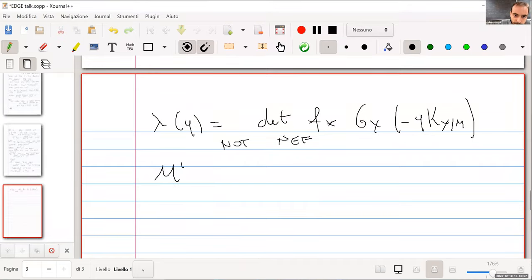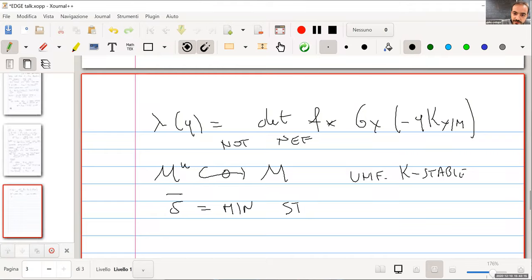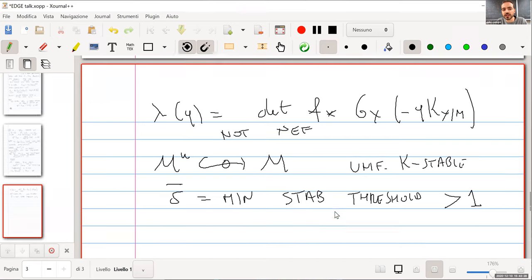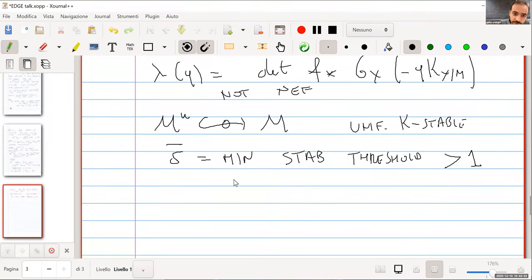These are not nef, but still we can do something. We have to look at M^U, an open substack of M, of uniformly K-stable varieties. And then we can look at delta bar, the minimum of the stability threshold. This, I think, was also discussed by Xu and other people. And this is strictly greater than one. So this tells you how stable the varieties in M^U are, because it's a quantitative version of stability somehow. And now I put L to be minus K_{X/M} plus delta bar divided by delta bar minus one, which makes sense as delta bar is at least one, times the volume at n plus one, and then the pullback of lambda CM.